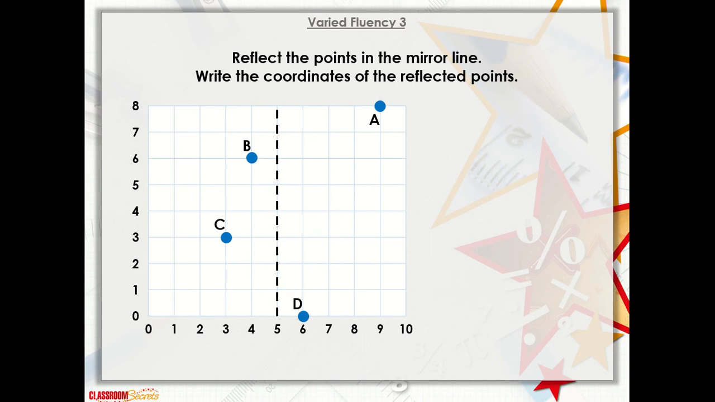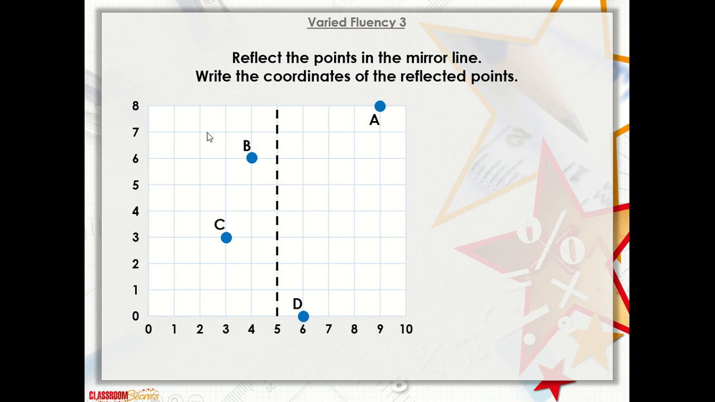Now here we've got some points to reflect. I've got to reflect these points in the mirror line and write the coordinates. Okay, well, let's take them in alphabetical order first of all. So where is A? Where do you think A is? Well, starting from 0, it is 9 along, it's underneath 9, and it's 8 up. So remember, it's along first, so it's 9 and then up. So that one is 9, 8.